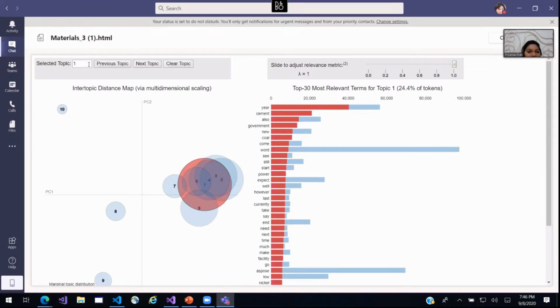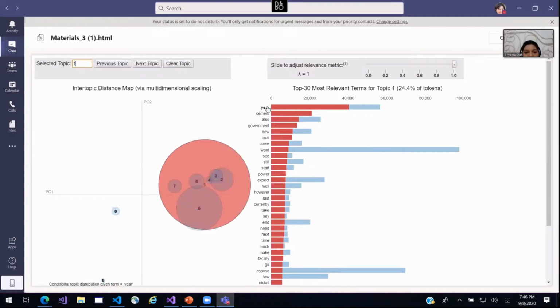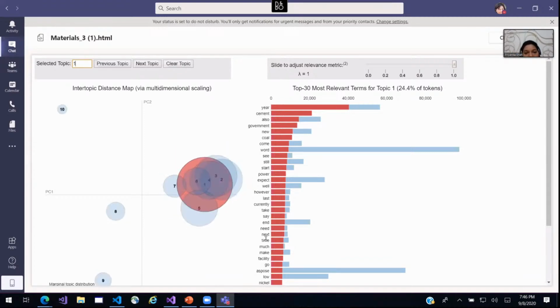So let us select topic 1. When I select topic 1, these are the related terms it is talking of, say, year, government, coal, word, start, power, expect.